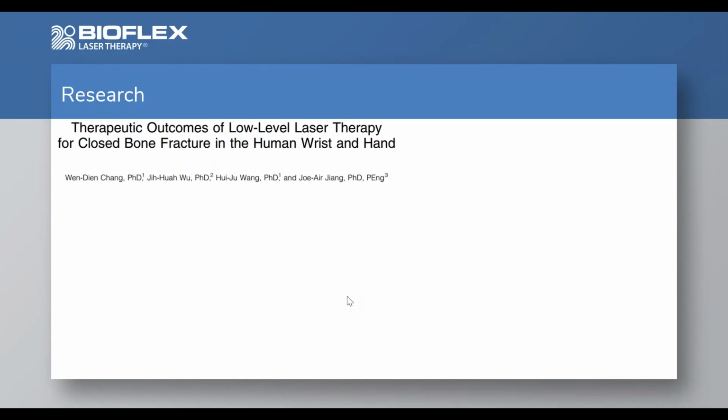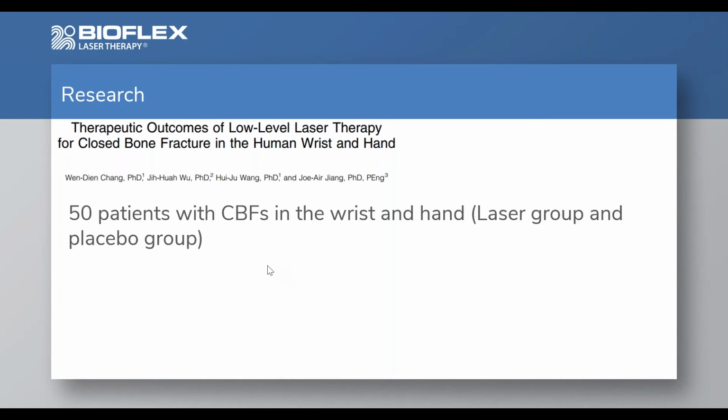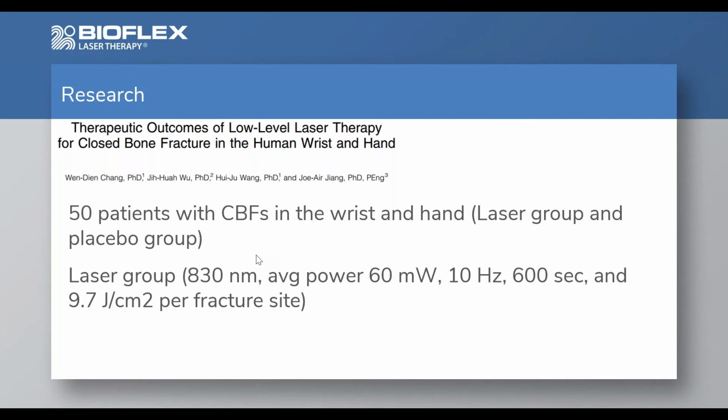However, guess what? There's photobiomodulation, which all of you are quite aware of. This particular paper was a randomized controlled trial looking at LLLT for closed bone fractures, or CBFs, in the human wrist and hand. They looked at 50 patients with these fractures either in the wrist or the hand, and they received either laser therapy or a placebo. The laser group had 830 nanometers, so near infrared, 60 milliwatt power. Notice the frequency, 10 hertz. Notice the time, 600 seconds, that's 10 minutes. So that's a long time. That's because the power output is fairly low.